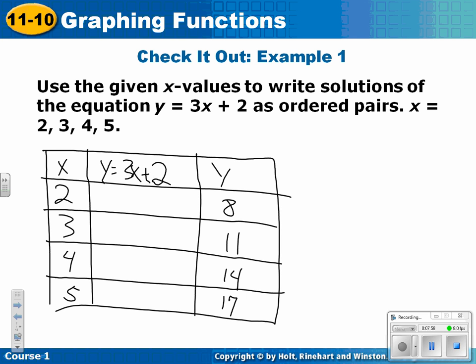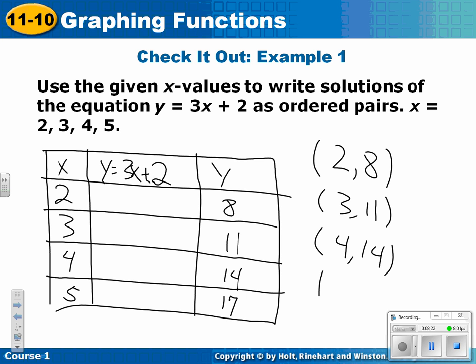So then it says we need to write them as ordered pairs, so let's write them in ordered pairs. We have 2, 8. What's my next one? 3, 11. Next one is, Lacey? 4, 14. Cesar, what's my last one? 5, 17. There we go. And then we could graph it out.